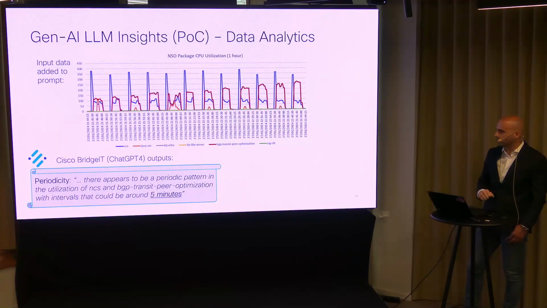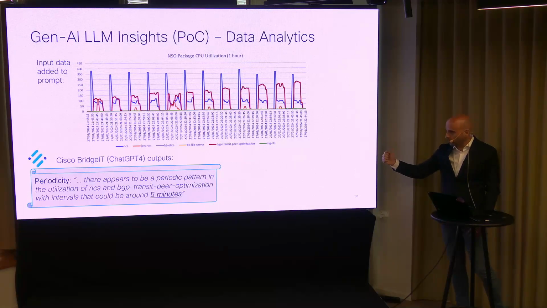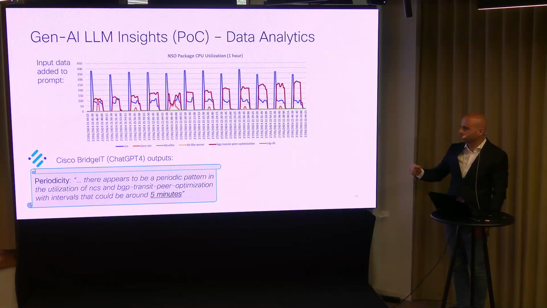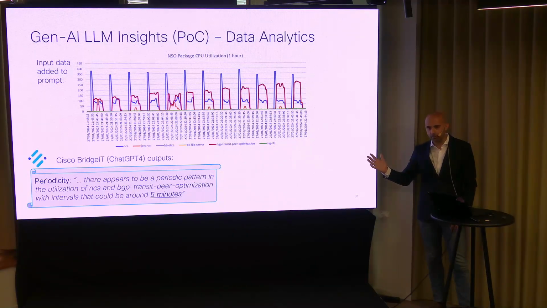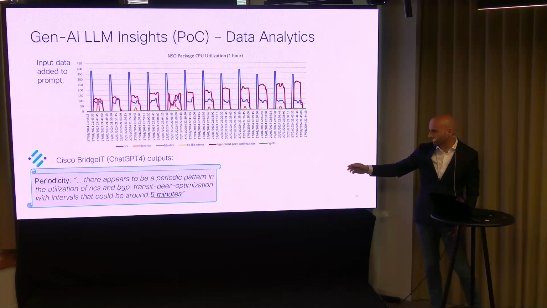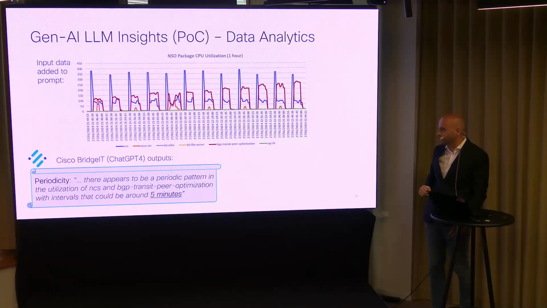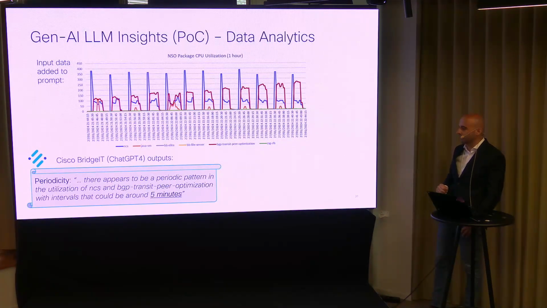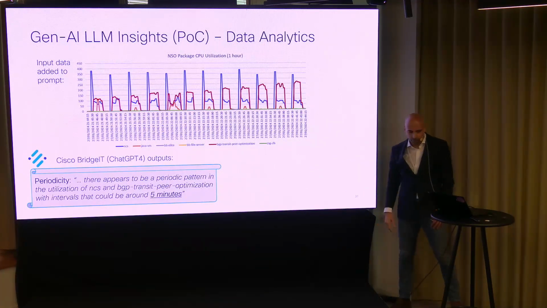So from the prompt that we created, we get such an output. Regarding periodicity, we're just giving it a bunch of numbers. It's basically just a big table with timestamps and numbers. And we are asking the LLM, do you find periodicities here on the data that we see here? And it does so. So there appears to be a periodic pattern in the utilization of the NCS and BGP transit peering optimization with intervals that could be around 5 minutes. So this is exactly correct. This is exactly what we see here.